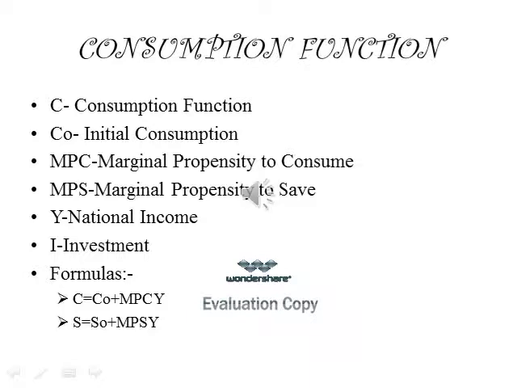The formulas are CO or initial consumption and MPC, marginal propensity to consume. The other formula is savings equals this savings add MPSY, which is represented as marginal propensity savings national income.